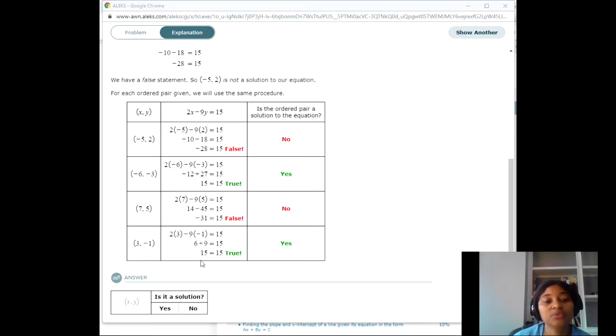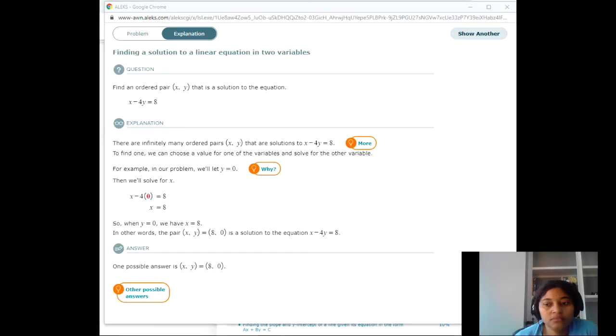Okay, let's move to the next step. Finding a solution to a linear equation in two variables. Find an ordered pair x, y that is a solution to the equation x minus 4y equals 8.